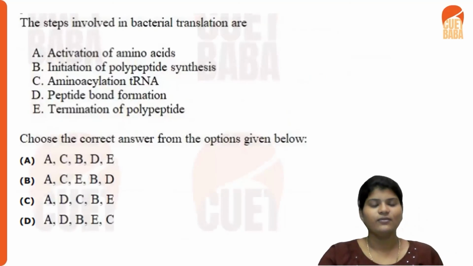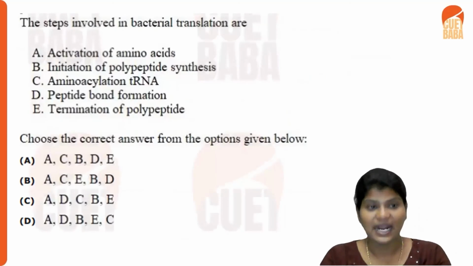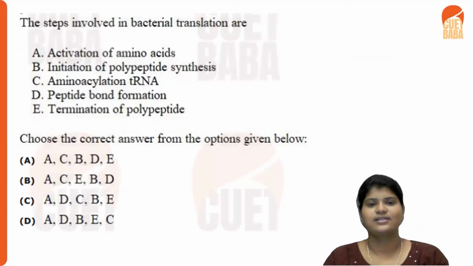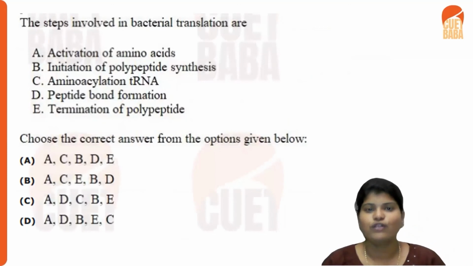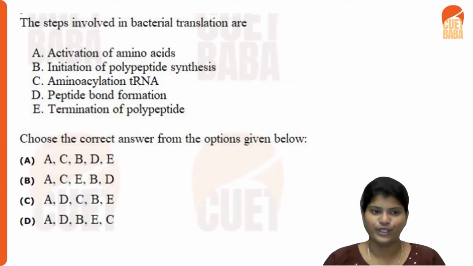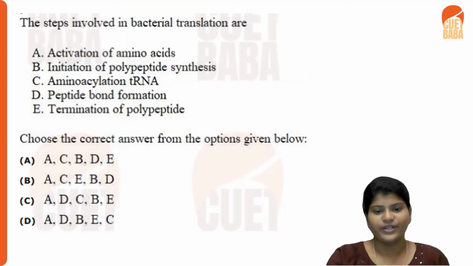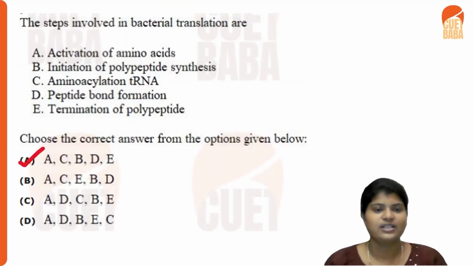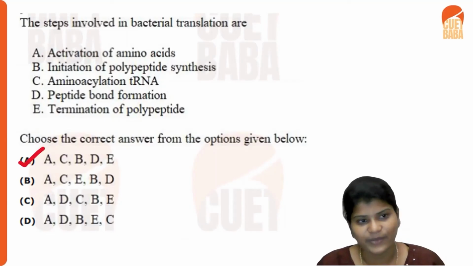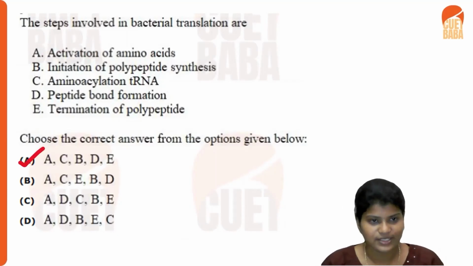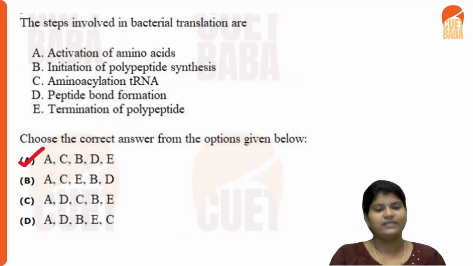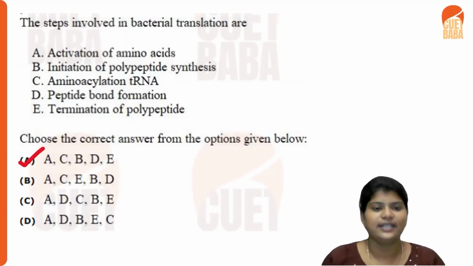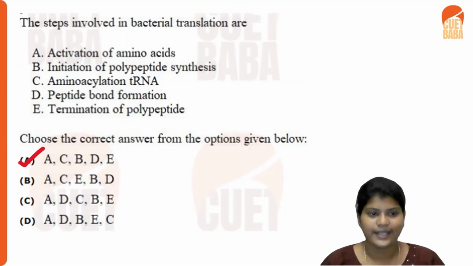Okay, and the next question: the steps involved in bacterial translation are. So what is translation? It is the conversion of mRNA to protein molecule. Okay, so we are going to arrange the steps for bacterial translation. First, we activate the amino acid. The activation of the amino acid will be the first step, and the amino acid will convert into amino acid tRNA. So this is the second step.